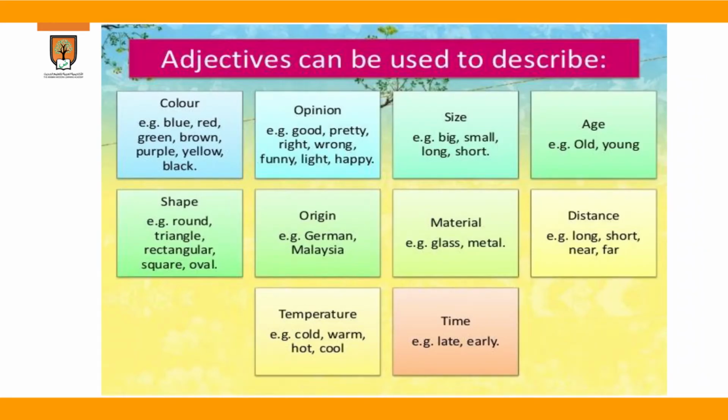Adjectives can be used to describe 10 different things. They can be describing colors, such as blue, red, pink, and green, or opinions, perfect, good, pretty, wrong, or right, or sizes, giant, tiny, big, small, or age, new, old, young. As for shapes, round, triangle, square, origin, such as Palestinian, American, materials, silver, glass, metal, or wood.